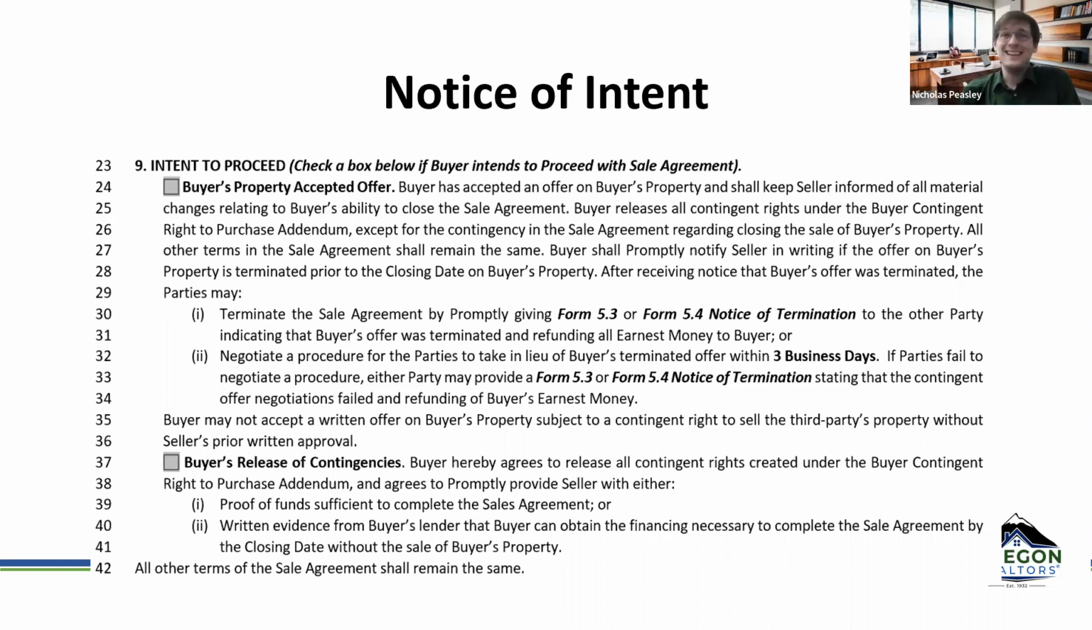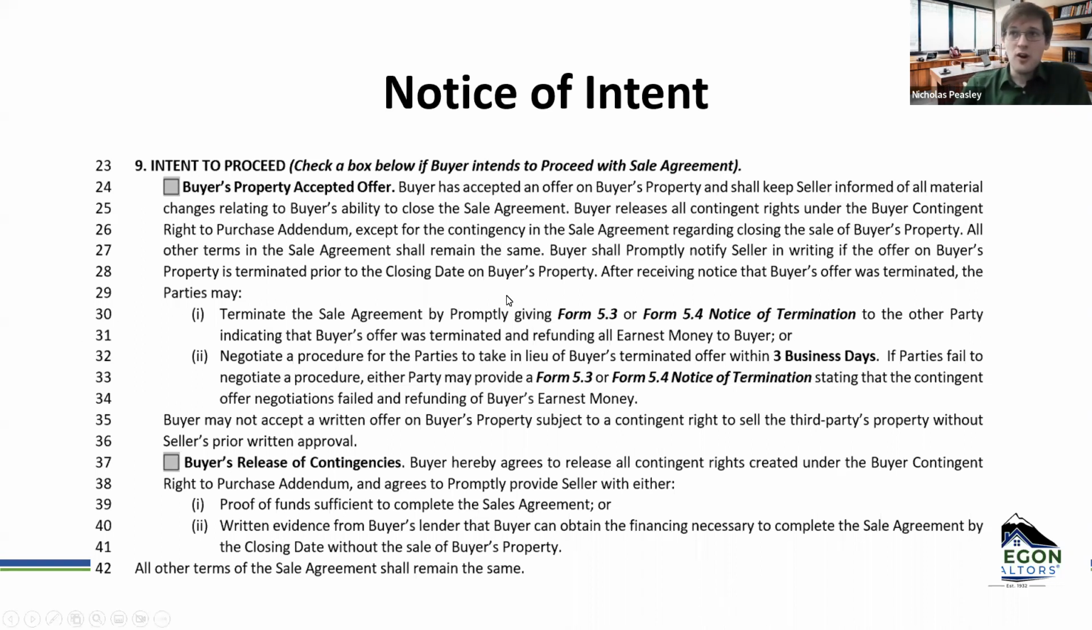The buyer, by signing this notice of intent and checking this box, is releasing their right to terminate based on the contingent right to purchase. They release all of their contingent rights except for the contingency of the sale. So essentially it means the buyer can no longer say, well, I can't do this anymore. I don't think my property is going to sell. If you check this box on Section 9, you are no longer allowed to say, I don't think my house is going to sell, so I want out of the deal. It's the way of locking you in. It's when the deal goes to pending rather than staying bumpable.